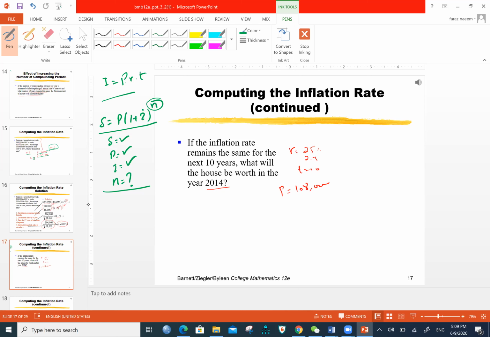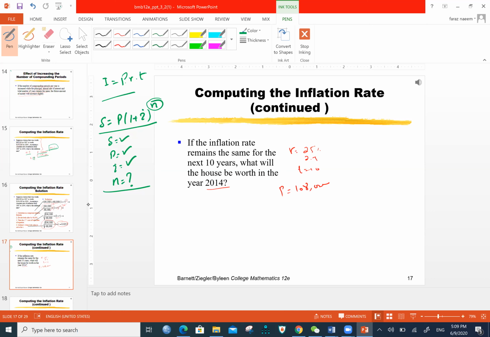I have a question. For this example that you have on screen right now, do we use the simple interest formula, A equals P times 1 plus RT, for computing the inflation rate? What do you mean by first one? Yeah. Mm-hmm. Okay, that was my question.